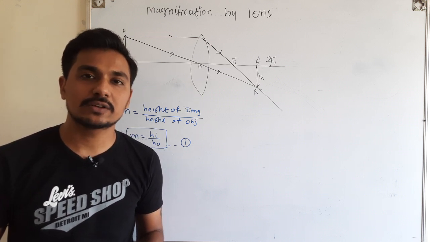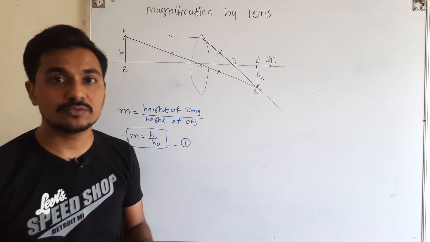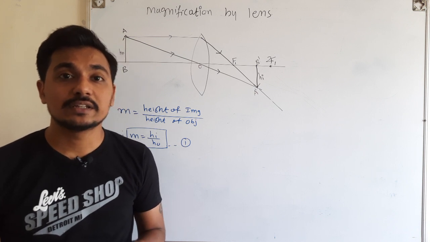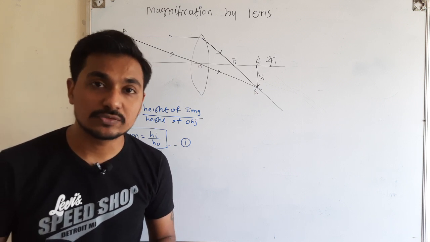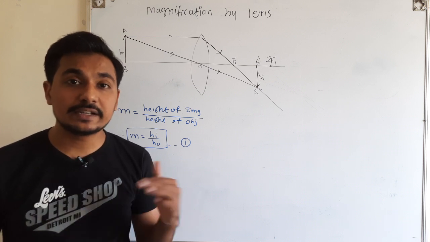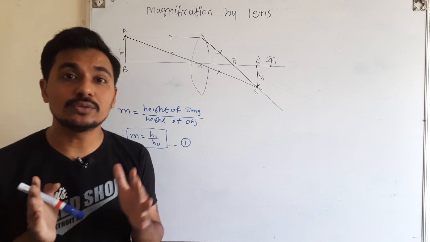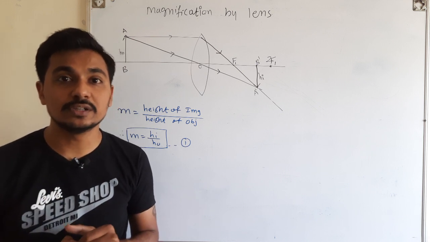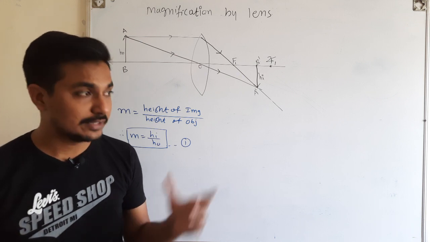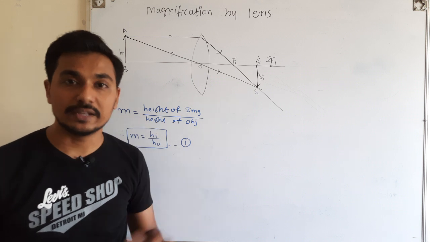In this lecture, we are going to discuss the derivation of the magnification formula for the lens. In lecture number 6, we discussed the derivation of the magnification formula for the mirrors, and in that I discussed the details and the concept of magnification. So if you want to know the concept of magnification, then watch lecture number 6 in this playlist. In this one, I will only discuss the derivation of the magnification for the lens.